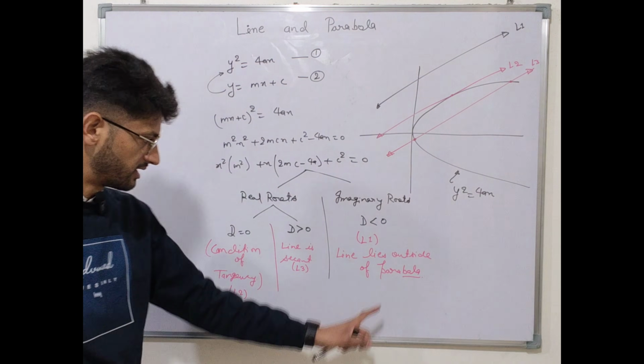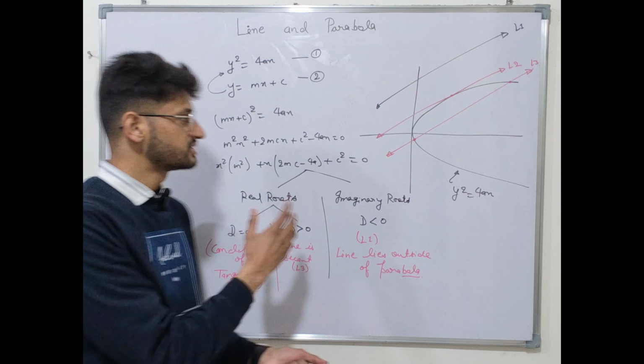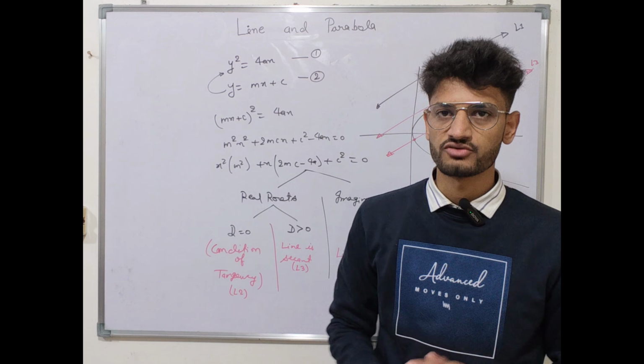Line lies outside of parabola. So now we got the condition of tangency, that is D equals 0. So these are all the possible three cases in case of line and parabola.